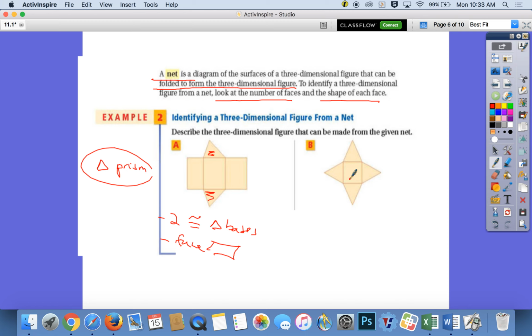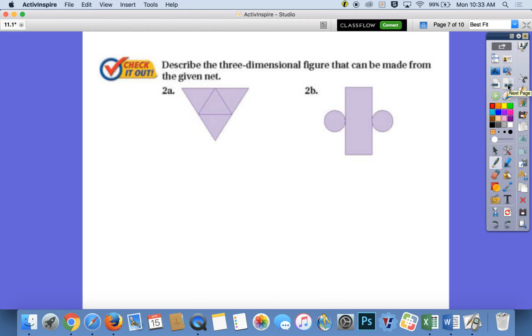For this one, I have triangular faces, and I have one square base. So this is going to be a square pyramid. And there's your full credit answer. Why don't you guys just take a second and jot down these two. Faces are triangles, the base is a triangle, so this is going to be a triangular pyramid. Two circular bases, curve this guy around, so here's your cylinder.